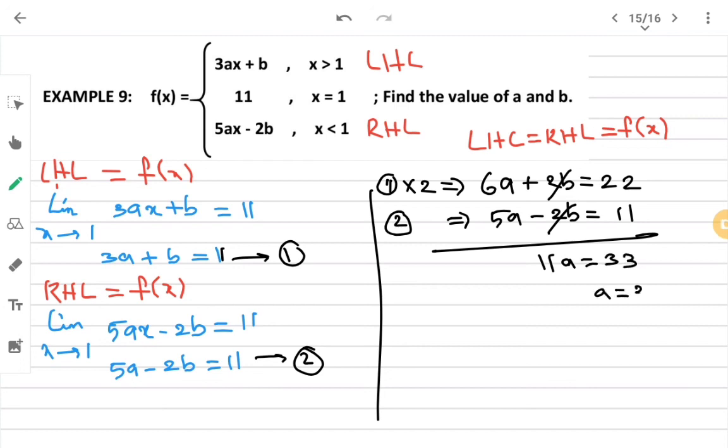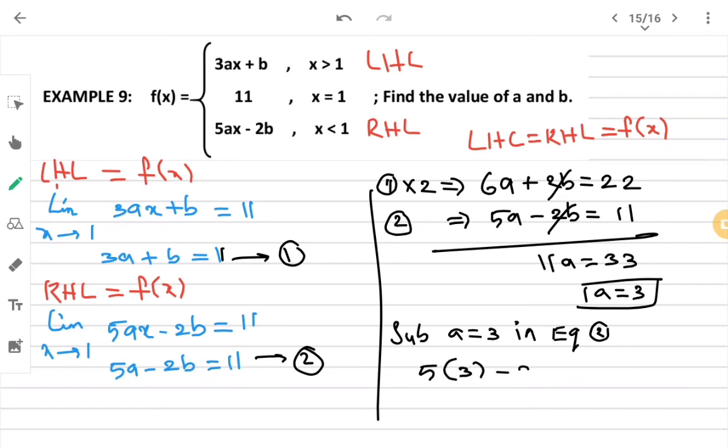Then a is equal to 3. And we need to substitute a is equal to 3 in equation 1 or 2. It's our wish. I'm going to substitute in equation 2. So 5 of, instead of a, I'm going to take 3, minus 2b is equal to 11. Then 15 minus 2b. So shall I take that one to the RHS side? So 15 minus 11 is equal to 2b. On further simplification, we will get b is equal to what? 2. Therefore, a is equal to 3, b is equal to 2.